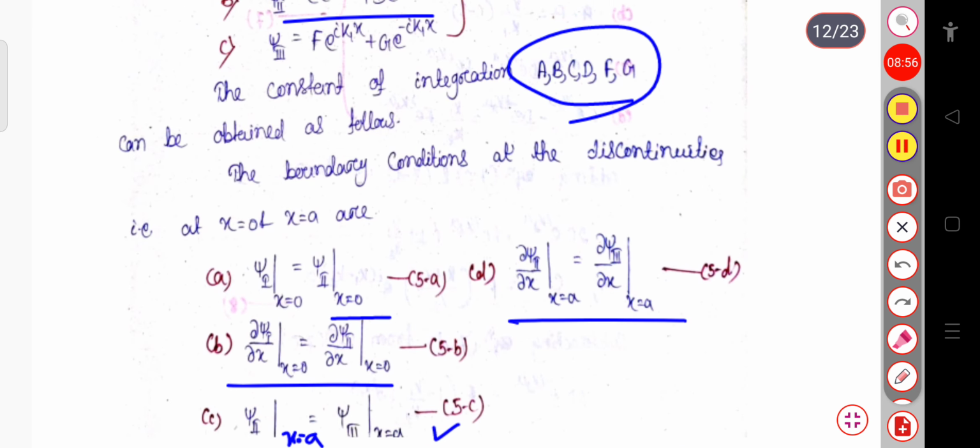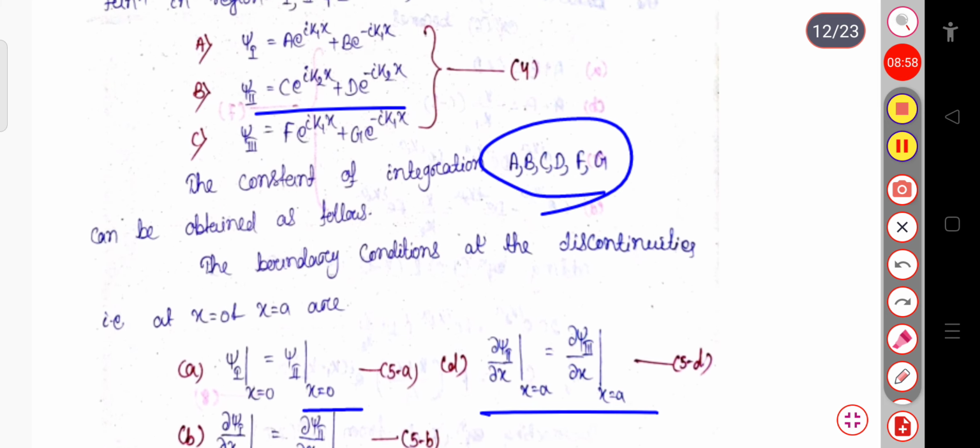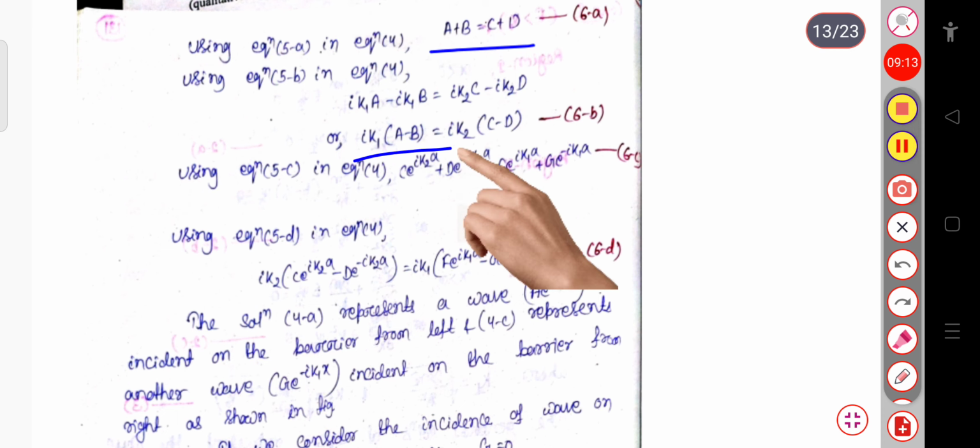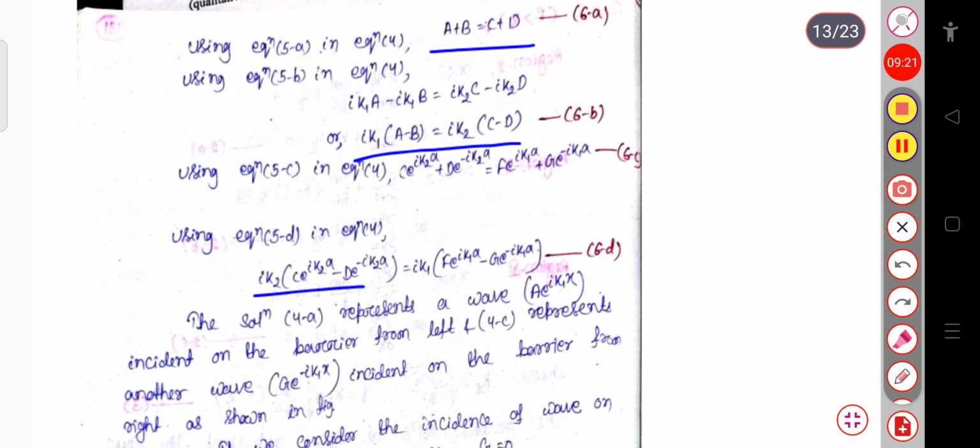And also, if you put the four boundary conditions in this equation for a, b and c, you may calculate this expression. These are your expressions like this. Okay, so finally you will get the four equations: a plus b equal to c plus d, and iota k1 into (a minus b) equal to iota k2 into (c minus d), and iota k2 into (c exponential iota k2a minus d exponential minus iota k2a) equal to iota k1, taken common, (f exponential iota k1a minus g exponential minus iota k1a).